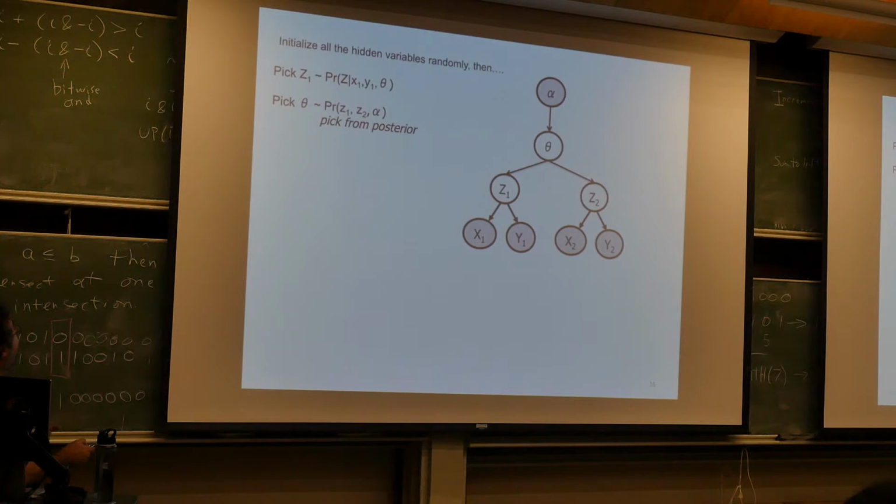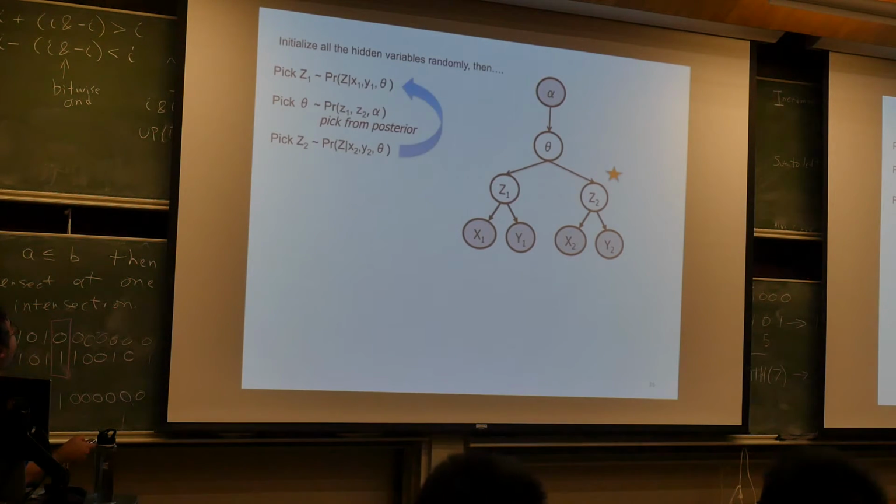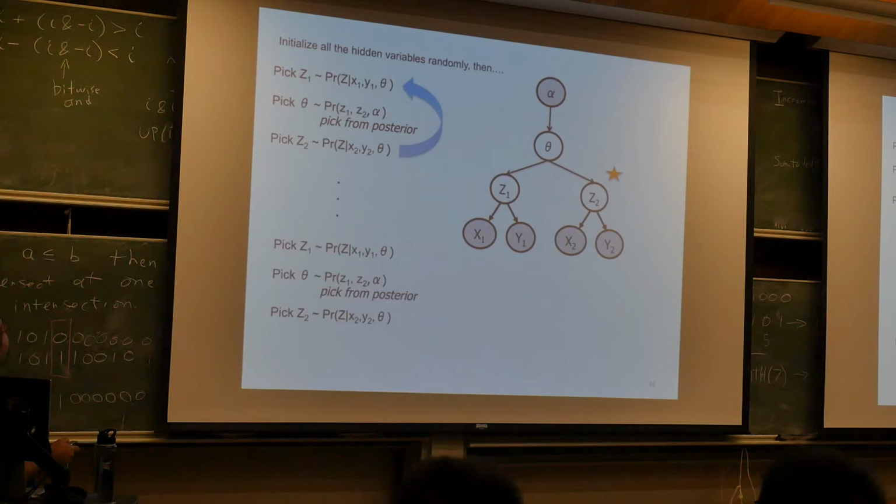This should be theta given these things, sorry. Then I continue, I pick z2 given basically the things that it depends on. It's not quite its Markov blanket, but the things it depends on: x2, y2, and theta, because all the influence of z1 goes through theta. And then I keep going around the loop. I just keep doing that, keep picking these things.